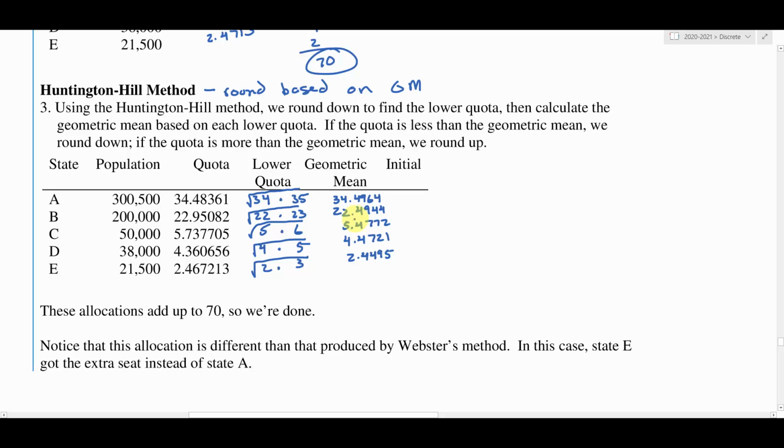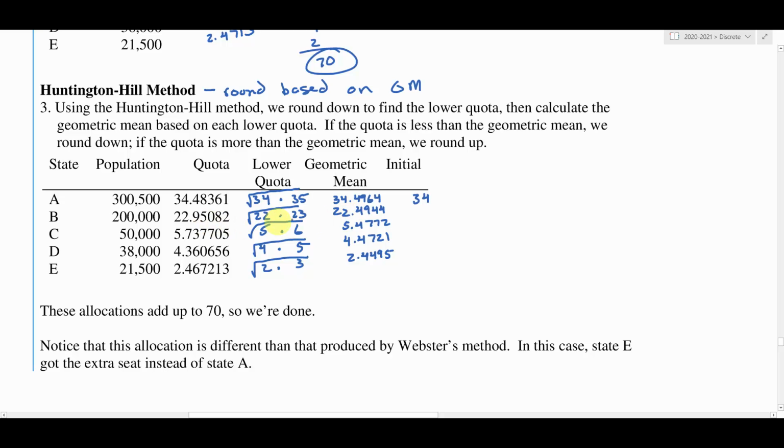All right, so I got my geometric means here, and now we're going to round based on these numbers. If our quota is smaller than the geometric mean that we calculated, it's going to stay with the lower quota. However, if it was bigger, then we would go to the upper quota. So 34.483 is smaller than the 34.496 here, so this one's going to stay at 34.